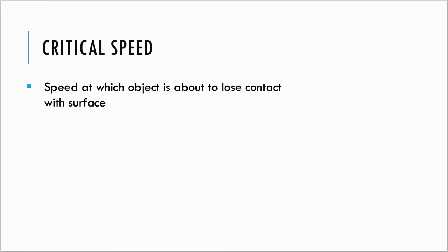Sometimes when we're solving problems involving circular motion, we're looking for critical speed, which is the speed at which an object is about to lose contact with the surface. This happens when we're moving up on a hill or upside down in a roller coaster. If you're trying to find this critical speed, all you need to do is set the normal force equal to 0 after you have set up Newton's second law for circular motion. Let's take a look.